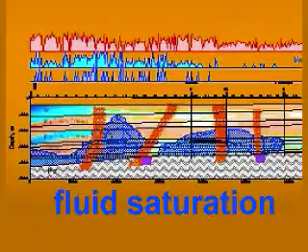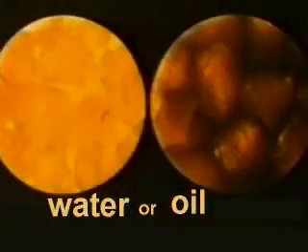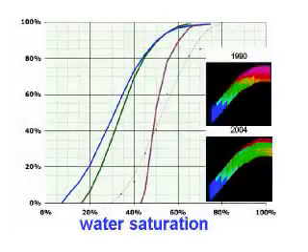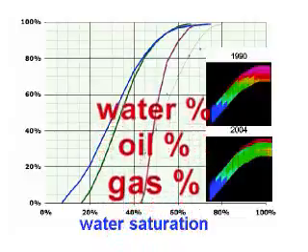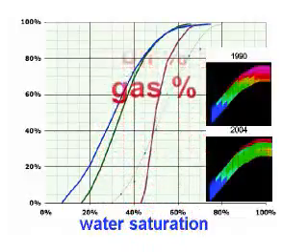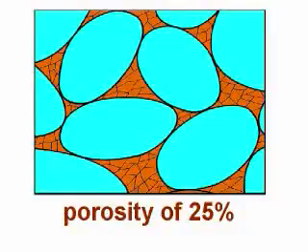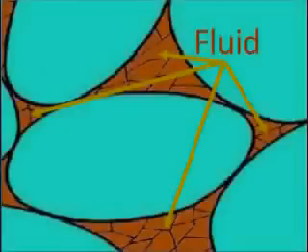Number 3, fluid saturation. Fluid saturation can vary due to the way hydrocarbons displace the seawater that was present when the rock was formed. We speak of this displacement in terms of saturation percentages: water percent, oil percent, or gas percent. Let me explain. Let's say that in your reservoir rock you have a porosity of 25%. Within that 25% you have a fluid.